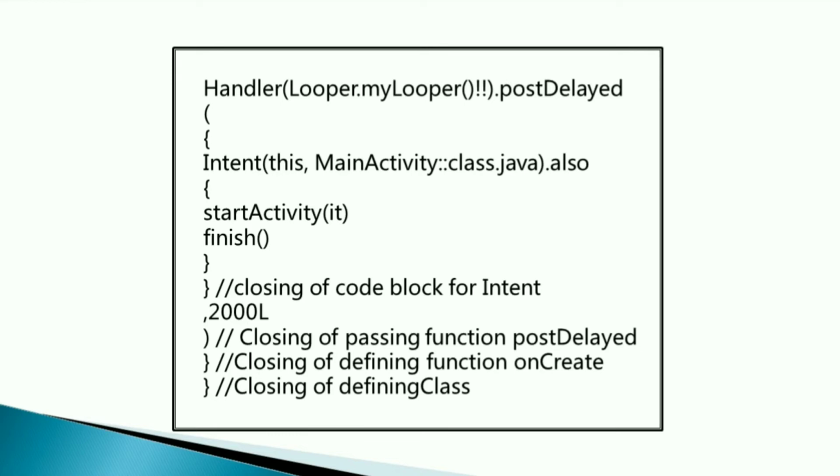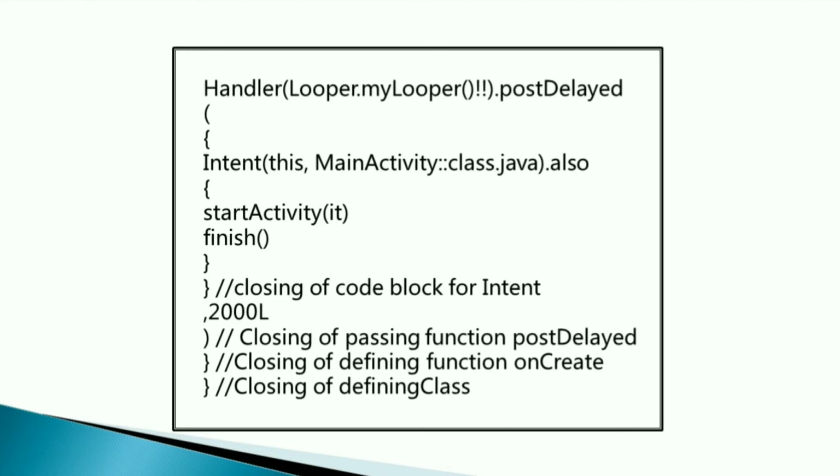This method requires two parameters. First parameter is runnable that will be executed. Second parameter is the delay in milliseconds before runnable start. Now we will see how to pass argument for first parameter.